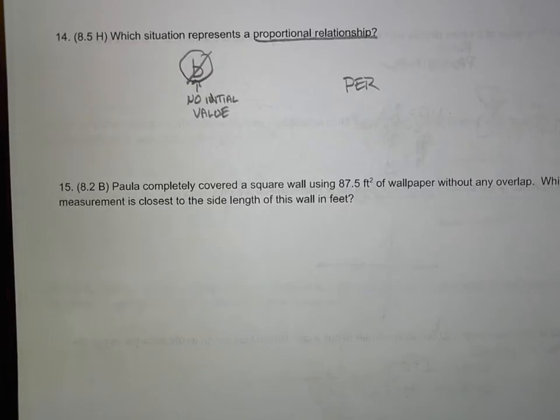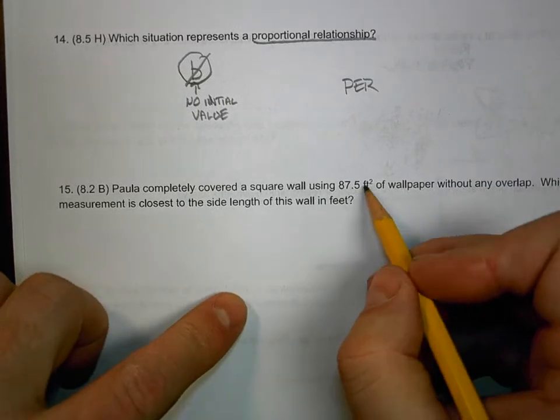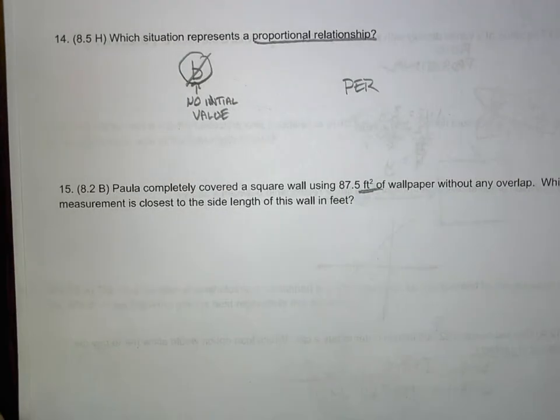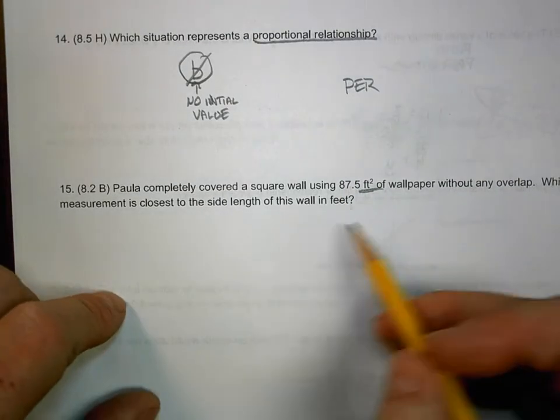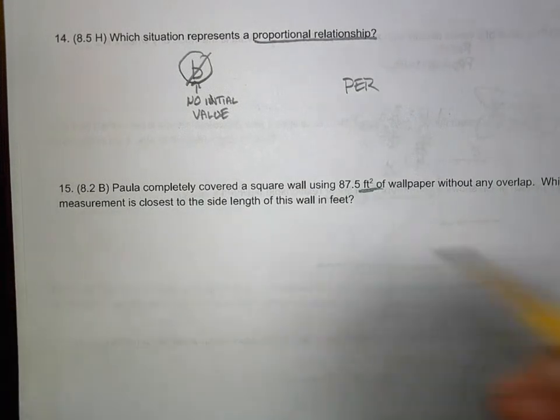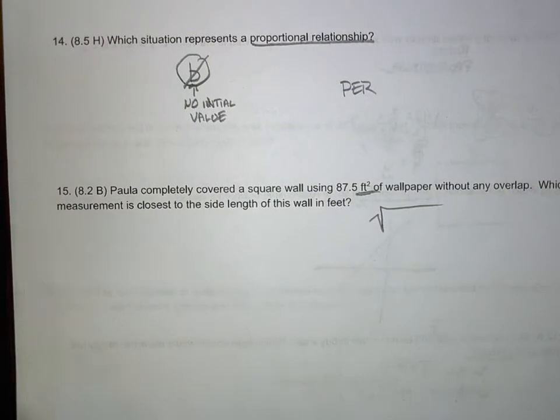Number 15. Paula completely covered a square wall using 87.5 square feet. We talked about that before. Which measurement is close to the side length of the wall? So it's a square wall. We're talking square feet. That's enough said.